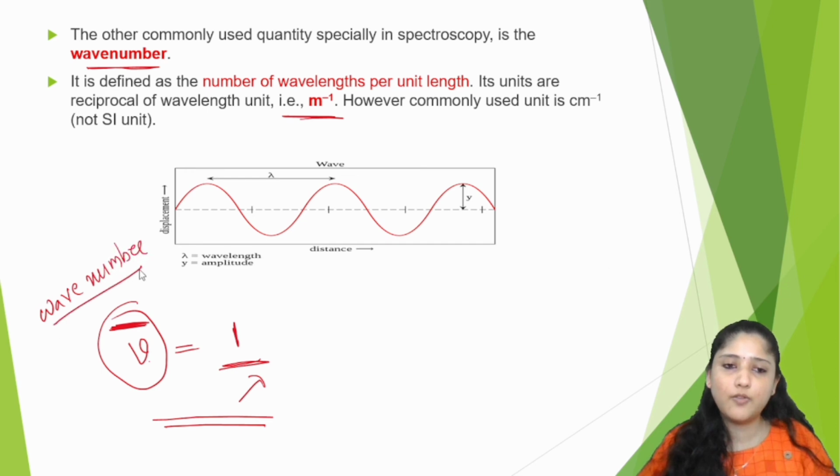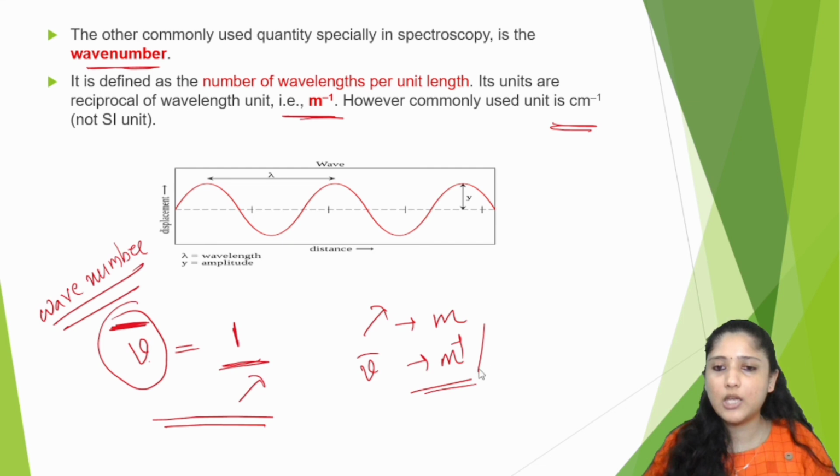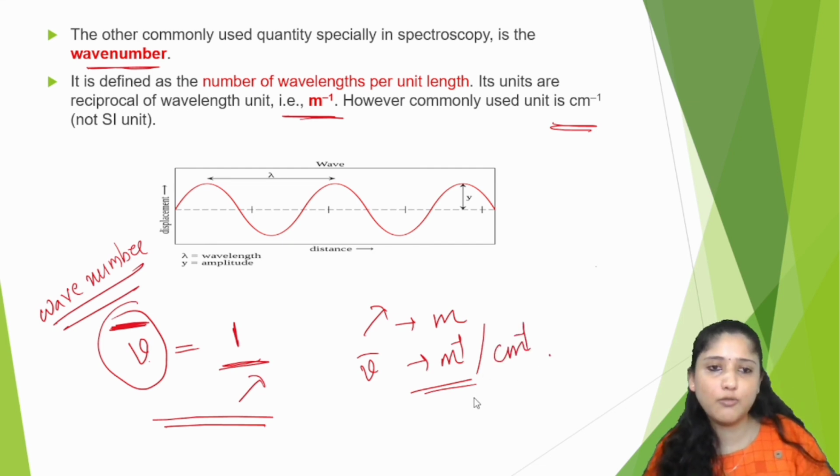Wave number is the reciprocal of wavelength. The commonly used unit is centimeter inverse or meter inverse. We know that for lambda the unit is meter, so for wave number it will be the reciprocal, meter inverse, or centimeter inverse, which is the unit of wave number.